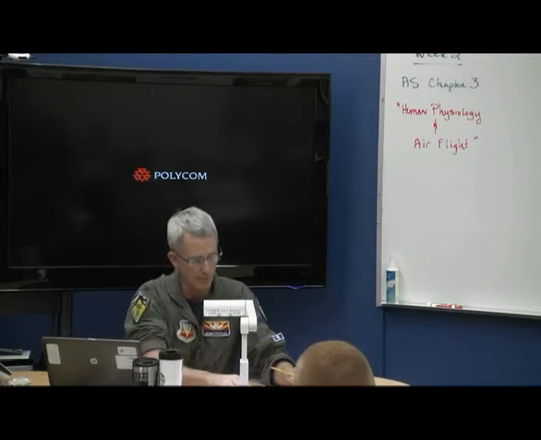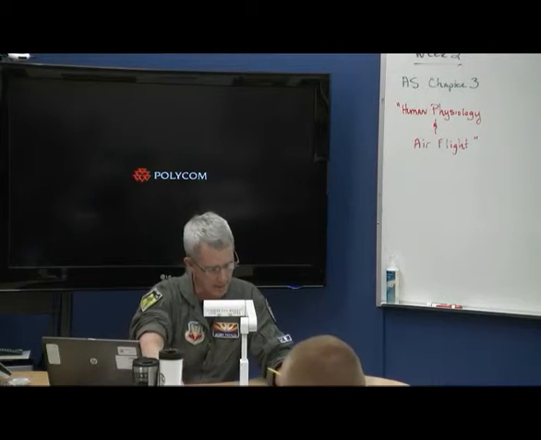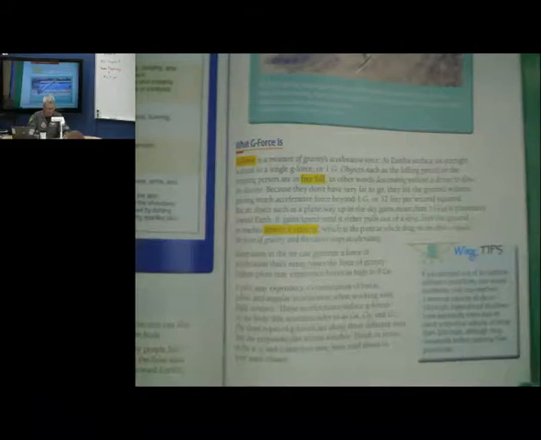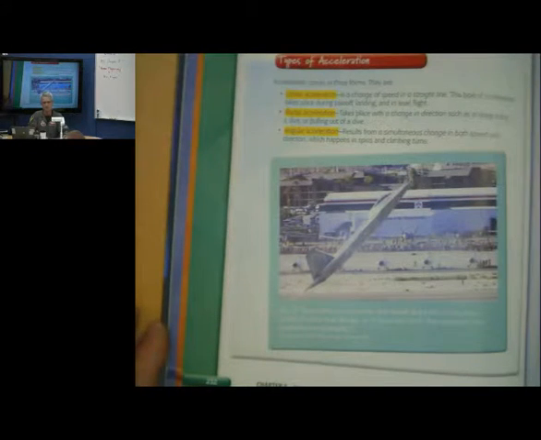transitional forces, and actually that's on your next page there, 232. If you look at that, what plane is that taking off at the bottom of the page? F-22. He's doing an air show.